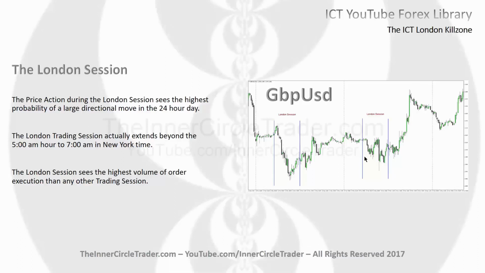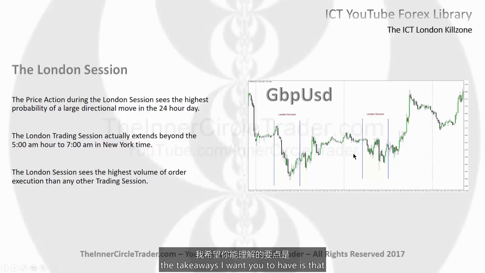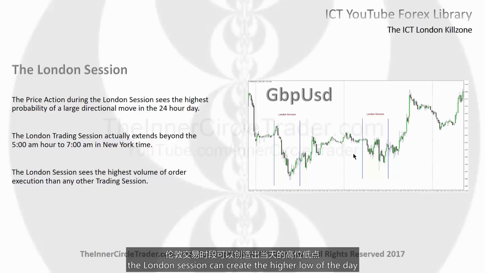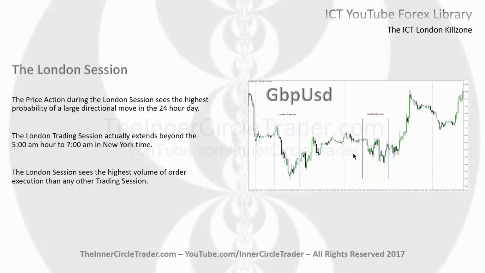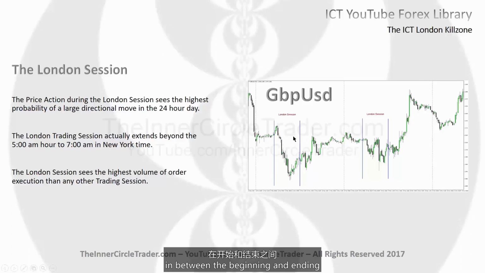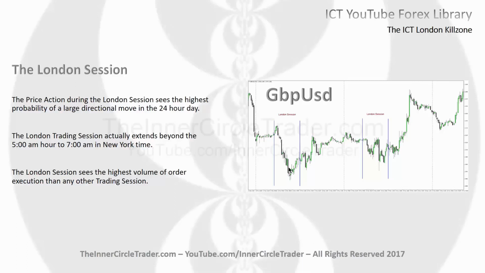which makes the next teaching a little bit more interesting as well. But the takeaways I want you to have is that the London session can create the higher low of the day, and we can also study the profile that takes place in between the beginning and ending of the overnight session. If it's trending, okay, if we have a trending model like this, chances are we could see a rather quiet New York session. It doesn't mean that always, but it's one way I like to look for potentially a slow New York session. Or we could have a reversal scenario, which is what we saw here.